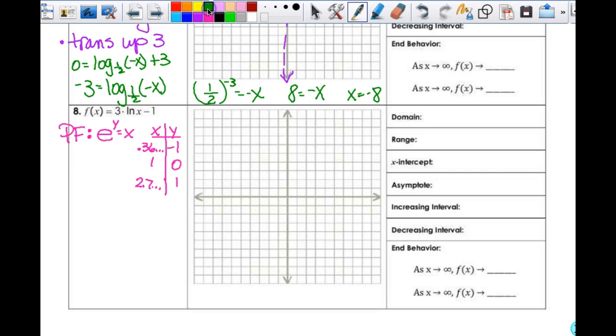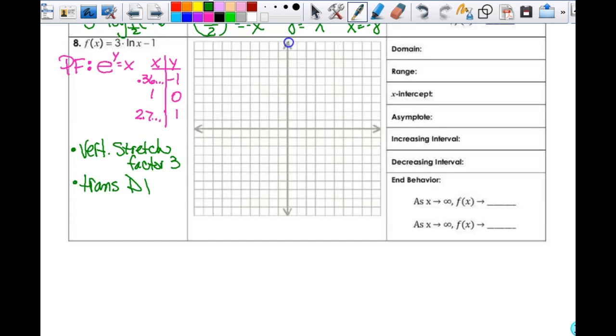Then we look at our transformations. What does that 3 do? Stretch. Good. It is a vertical stretch by a factor of 3. And then that 1 is going to be a translation where? Down 1. So is my asymptote affected here? No, it is not. So it is still here at x equals 0.